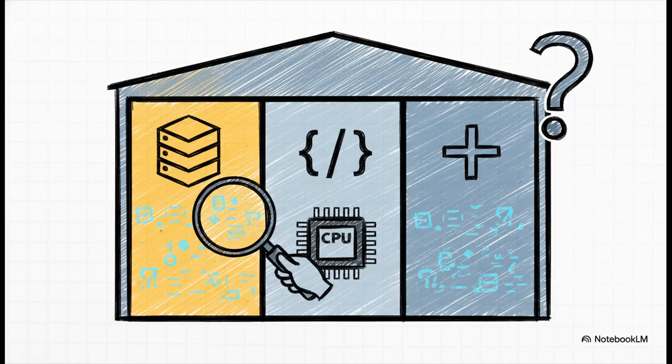By default, the 8086 just assumes the shelf number is in a specific section of the warehouse, called the data segment, or DS for short. But memory is carved up into different segments to keep things organized. So what happens if our data isn't there? What if it's in the code segment, or maybe the extra segment? How do we tell the CPU to look somewhere else?